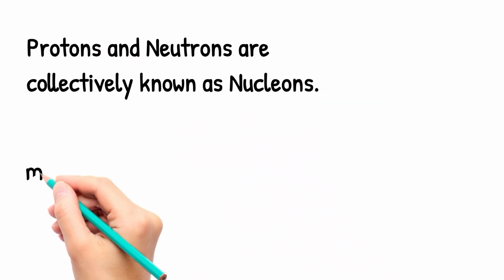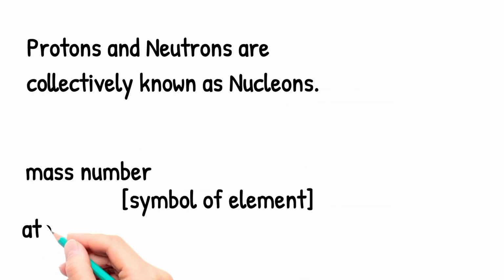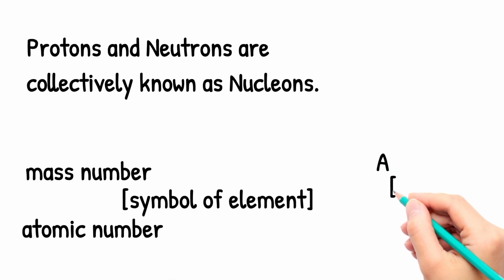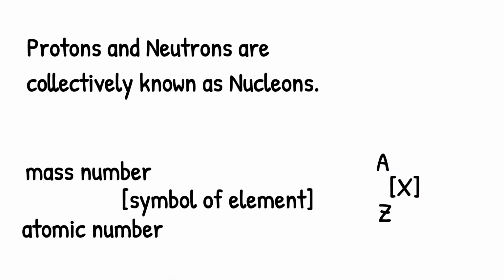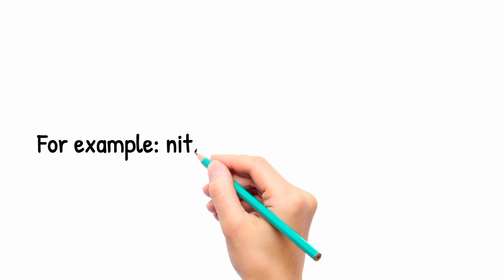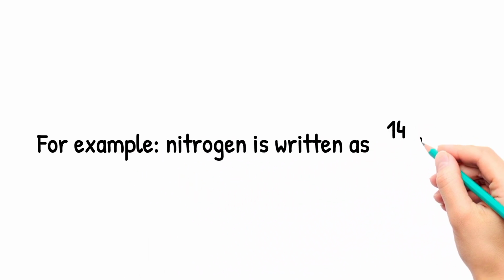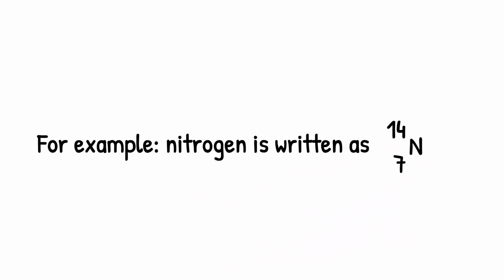Protons and neutrons are collectively known as nucleons, and the correct way of denoting an element, its mass number and atomic number is shown here. Citing an example of nitrogen, it can be written as shown here.